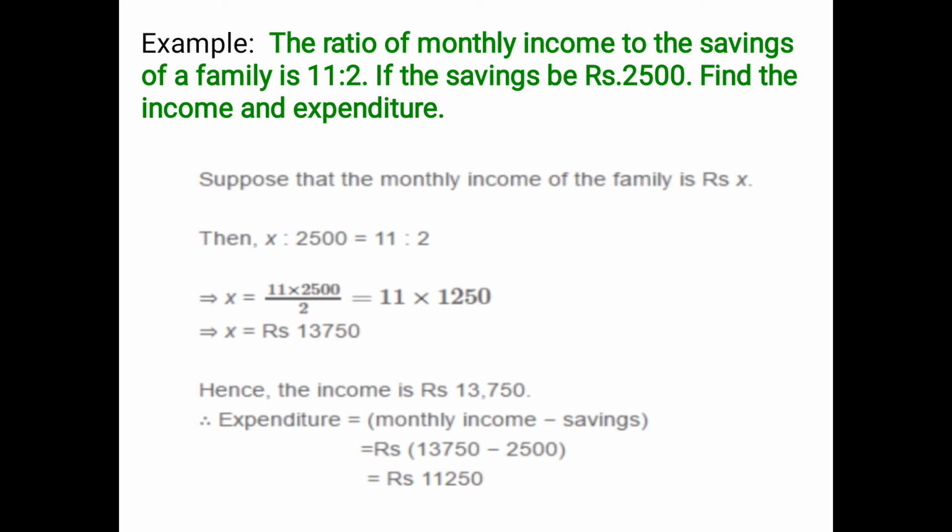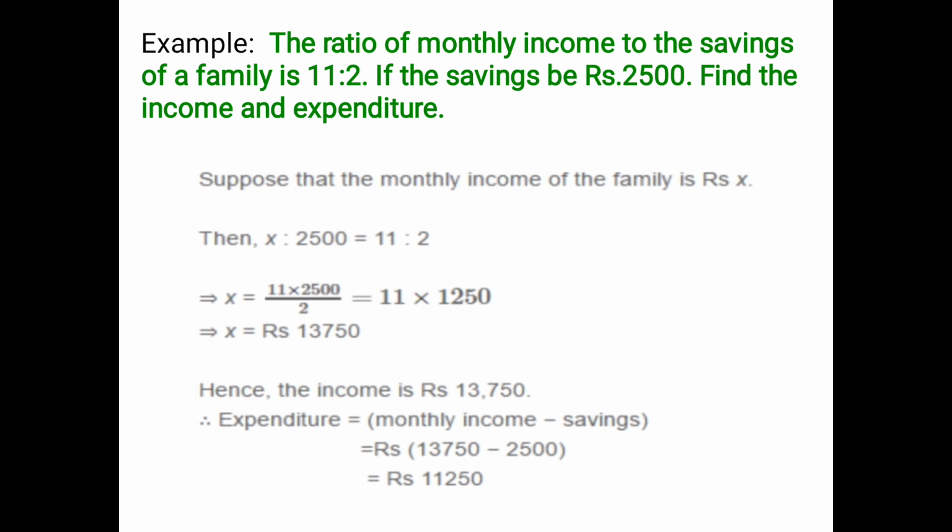First, suppose that the monthly income is X. So monthly income is X, and then 2500, which is the savings. We don't know the monthly income, but we know the savings is 2500. The ratio of savings is 2 and the ratio of income is 11. So X is to 2500, and we write it as a fraction, that is X by 2500 is equal to 11 by 2.